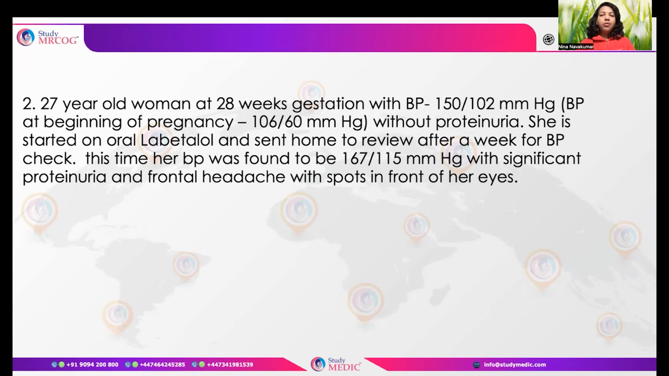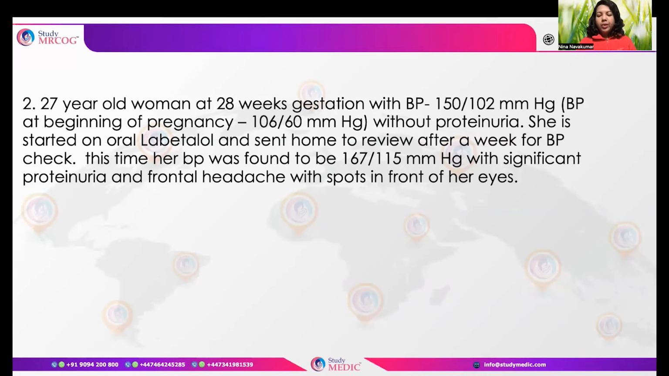Also, she complained of flashing of light as well as spots in front of her eyes. So from the question, we are able to understand she's 28 weeks of gestation with a repeat blood pressure in the very high range, or severe hypertension. It has got significant proteinuria. So she is preeclamptic, and she has got severe features like blood pressure more than 160/110 and other symptoms also. So she has got preeclampsia with severe features.